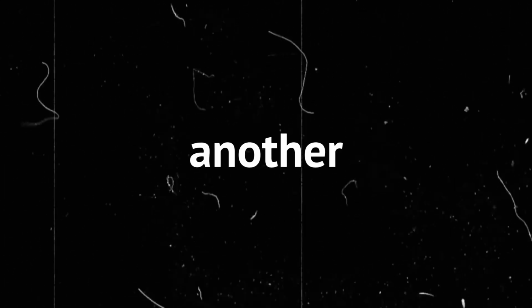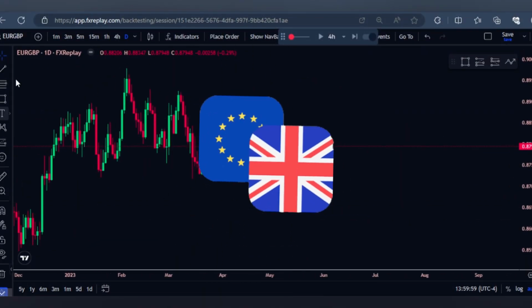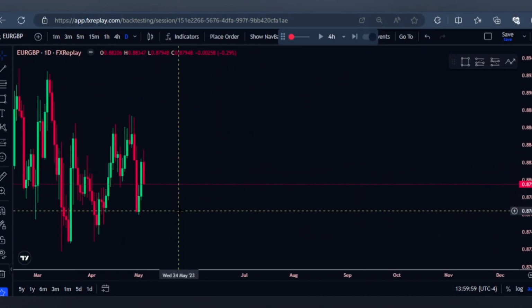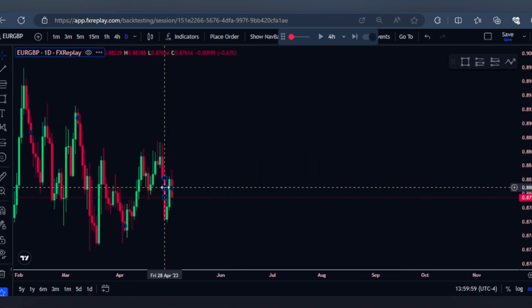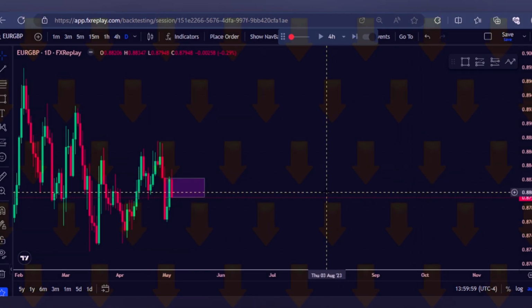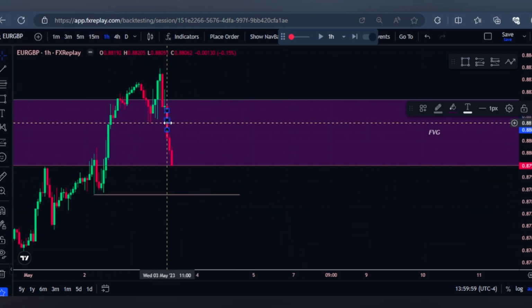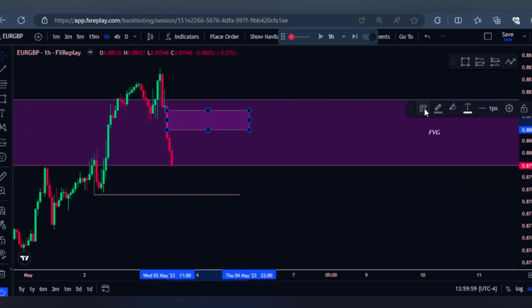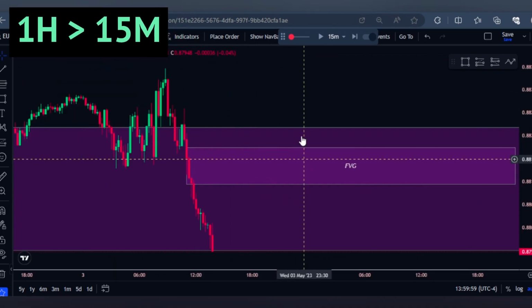Let me show you another example of using fair value gaps to take trades. Here we are on Euro GBP. On the daily time frame, we can notice that we have this fair value gap that was utterly disrespected, which means it will act as resistance now, and we can make possible short trades off this area. Dropping down to 1 hour time frame, we see this fair value gap over here as well, which I am interested in. Let's drop down even further to a 15-minute time frame.